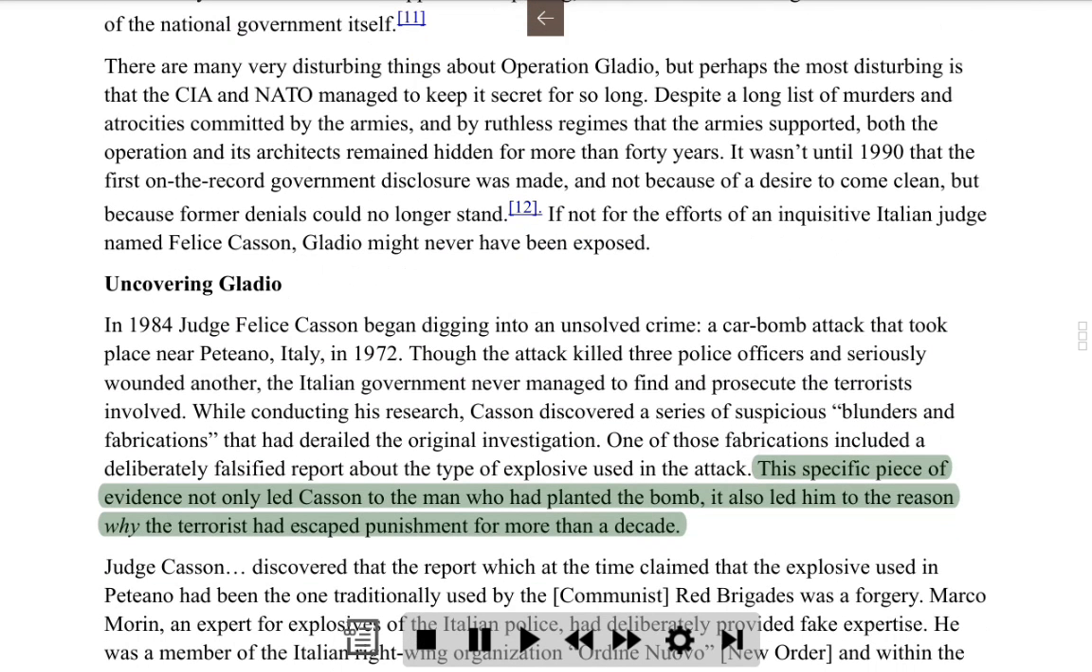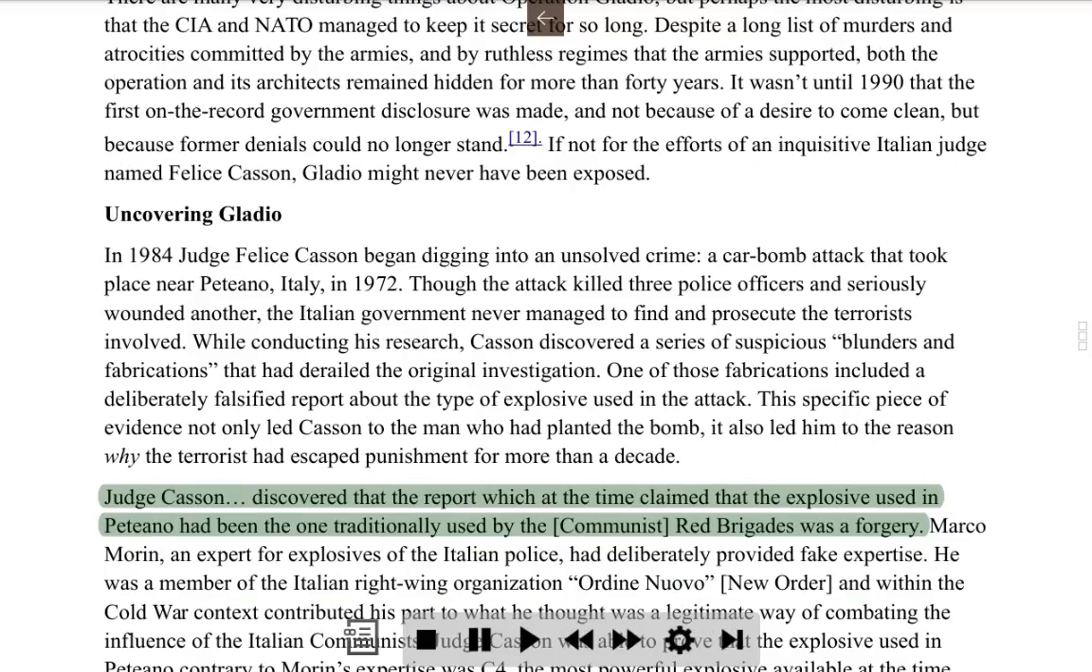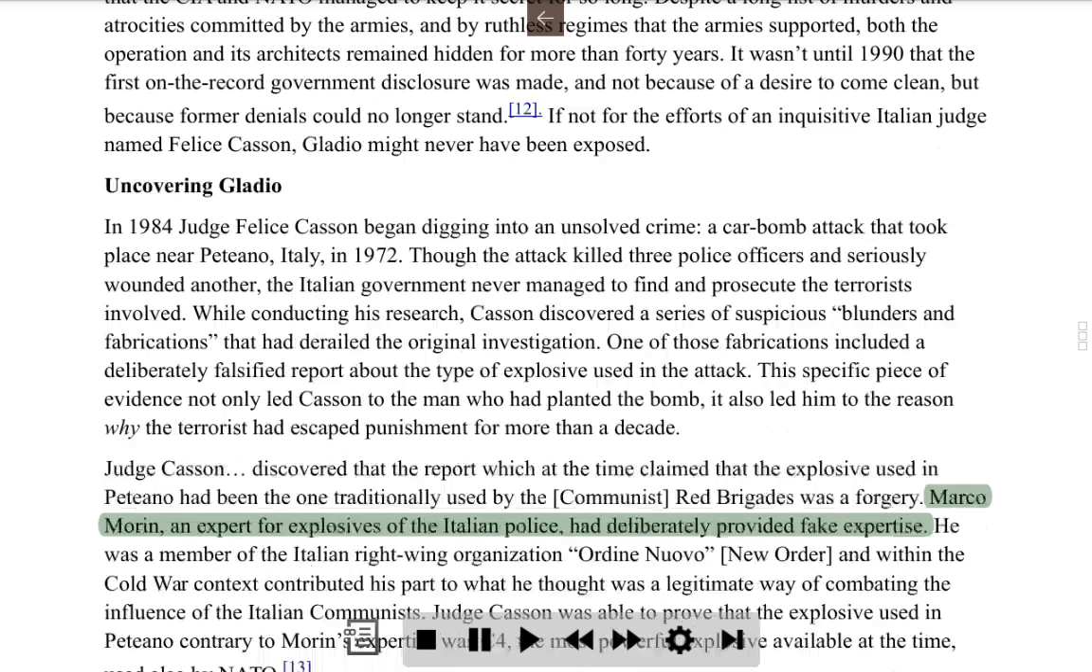While conducting his research, Casson discovered a series of suspicious blunders and fabrications that had derailed the original investigation. One of those fabrications included a deliberately falsified report about the type of explosive used in the attack. This specific piece of evidence not only led Casson to the man who had planted the bomb, it also led him to the reason why the terrorist had escaped punishment for more than a decade. Judge Casson discovered that the report, which at the time claimed that the explosive used had been the one traditionally used by the communist Red Brigades, was a forgery.